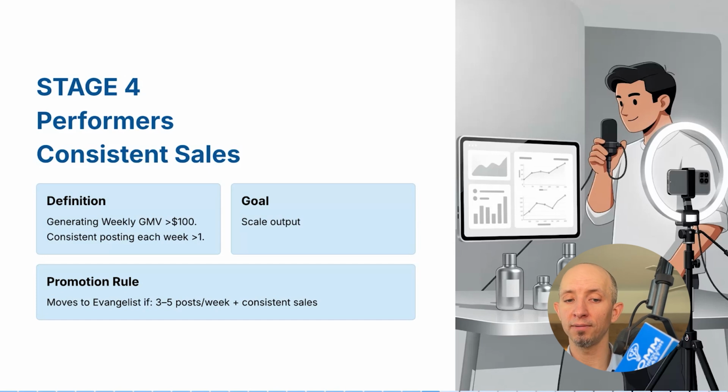So what is our goal here? Scale output. If they're posting once a week, how do we get them to 2, 3, 4, 5 times a week? Because the more content they put out, the more chances for sales. And then it's a perpetual flywheel, as you can see here.